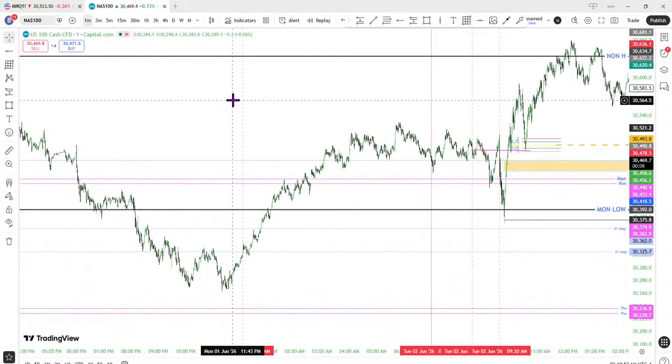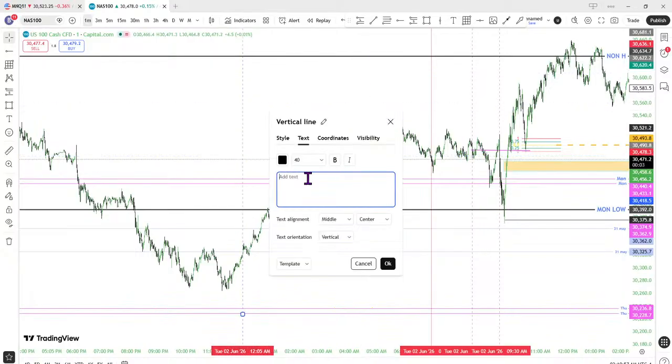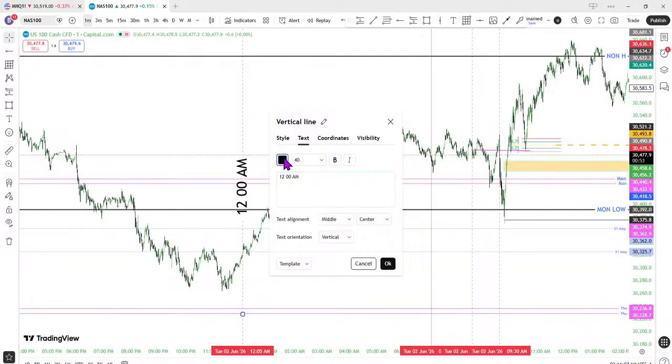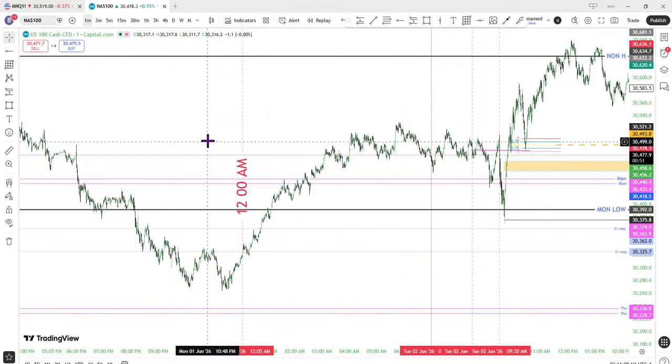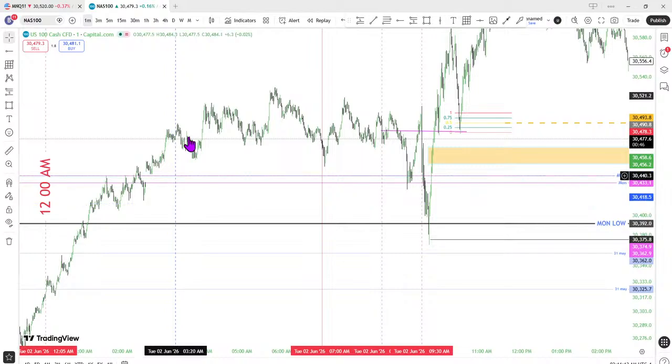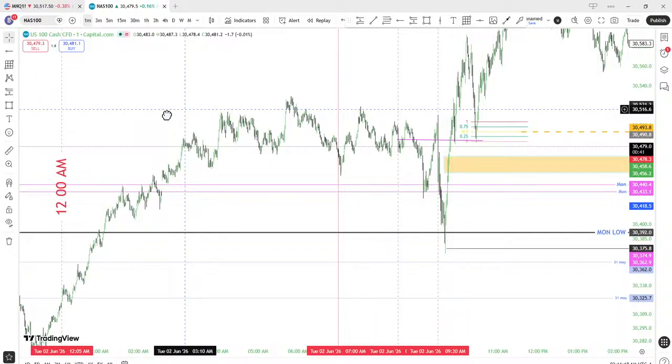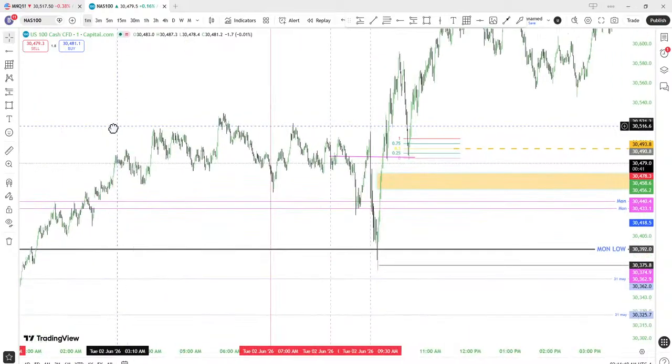Here is Tuesday, where the market starts, 12 o'clock a.m. All right, here is 12 o'clock where the market opens. Then they start moving at the London session. I'm not talking about the London session. I'm teaching New York today.